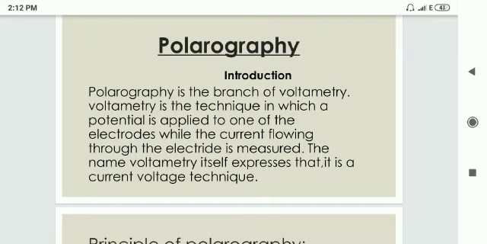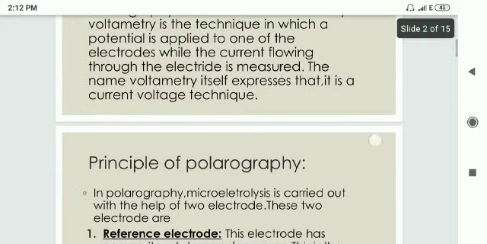That means by application of the potential, the current flowing through the electrode is measured. It is the basis of polarography analysis. In simple words, you can say that it is a current-voltage technique.